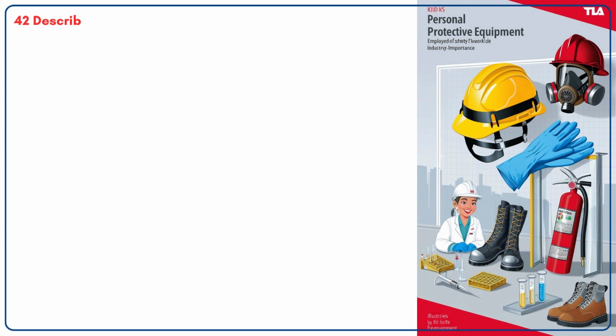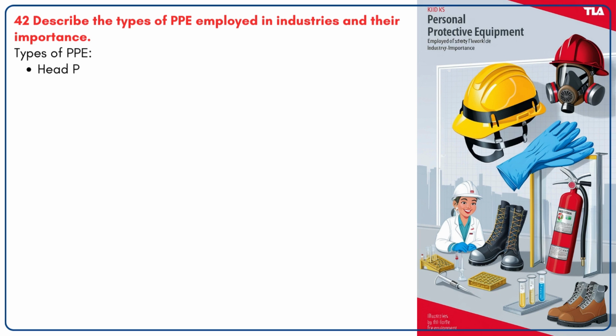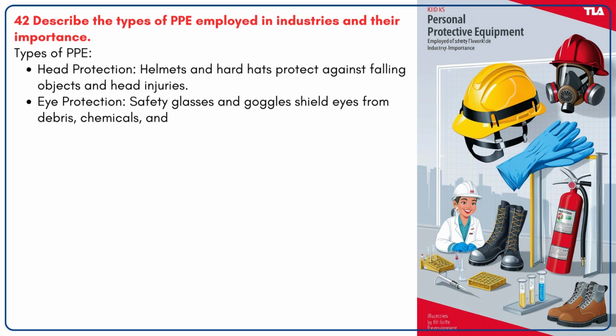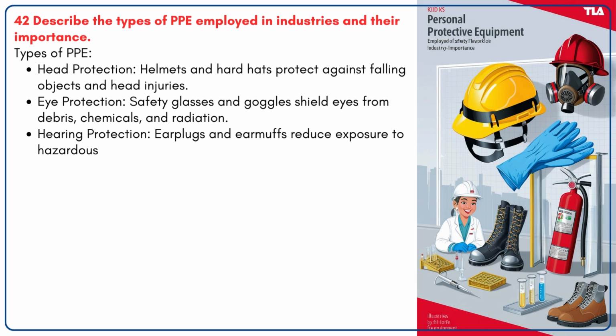42. Describe the types of PPE employed in industries and their importance. Types of PPE. Head protection. Helmets and hard hats protect against falling objects and head injuries. Eye protection. Safety glasses and goggles shield eyes from debris, chemicals, and radiation. Hearing protection. Earplugs and earmuffs reduce exposure to hazardous noise levels.